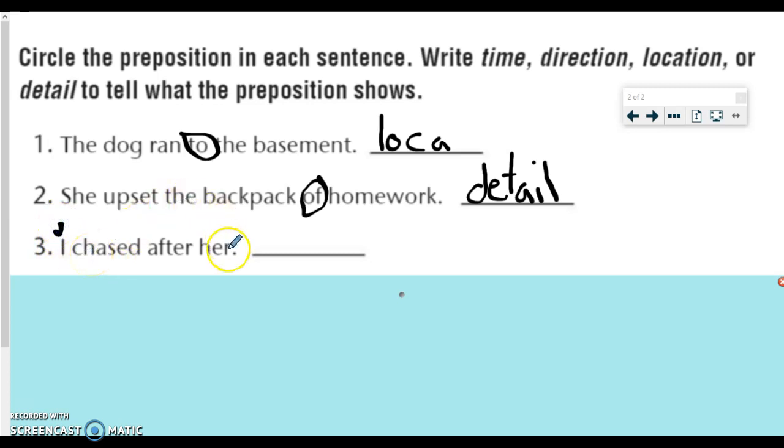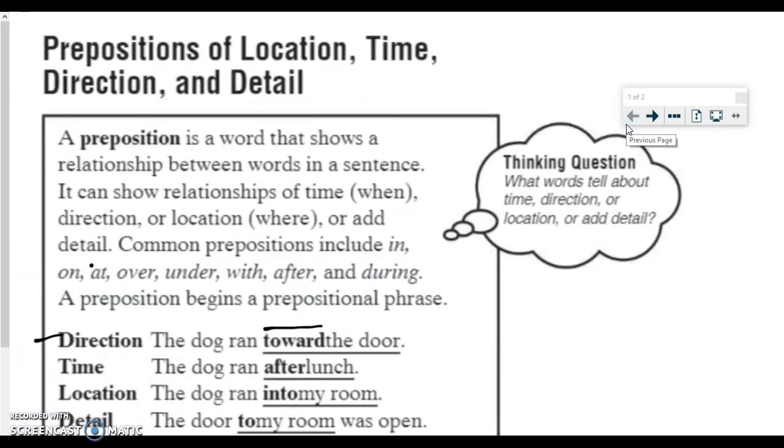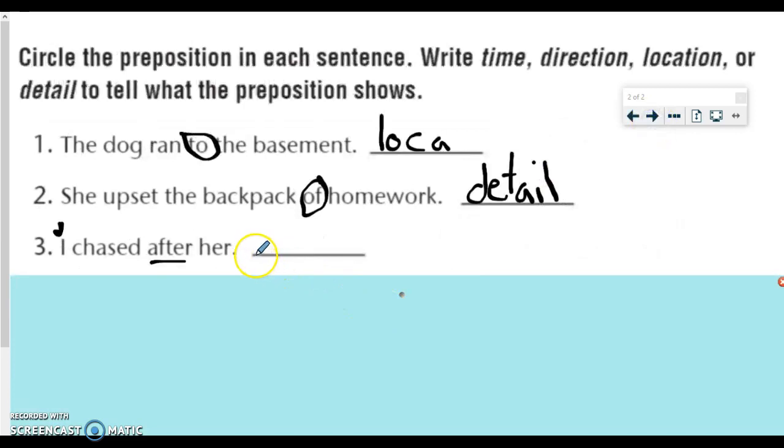Who'd they chase? Her. When did they chase her? After. Did you hear that word? When did they chase her? That means this could be a time. I know probably some of you are thinking I'm crazy and it's a direction, but this one is going to give you after. This one actually is going to give you a time.